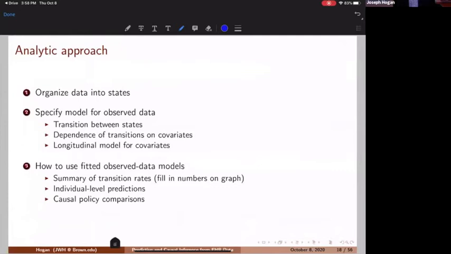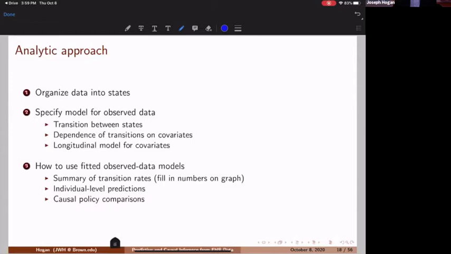Our analytic approach was that we organized data into states, and I'll say a little more about that. We're eventually going to do some causal inference. One philosophy I'll try to espouse here is that we're going to first fit models to things that we can see, and then use those models to extrapolate to things that require assumptions. In other words, we're not going to wrap everything into a big causal model. We're going to fit the predictive models first, and then fit them into a causal framework. That's essentially the strategy.